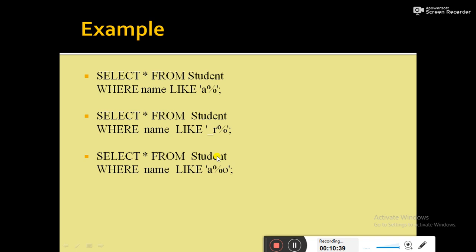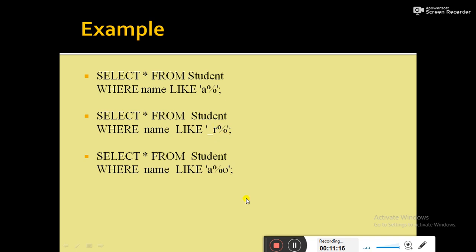Take another example. Suppose we select and display the names of the students whose name's second character is R and it may be of any length. Second character is R means the first character may be anything, and we represent a single character with the underscore sign. Then you put R in the expression as the second character, and after R there may be any number of characters, so with the percentage sign we can represent that.